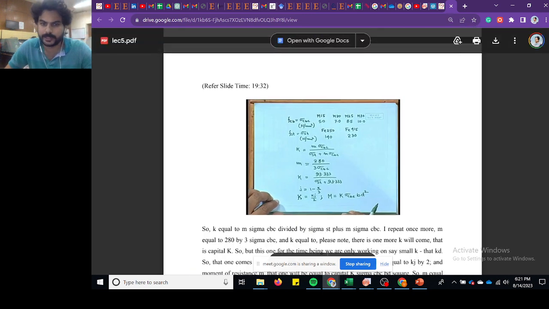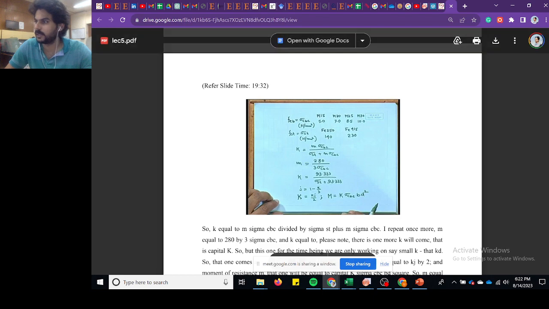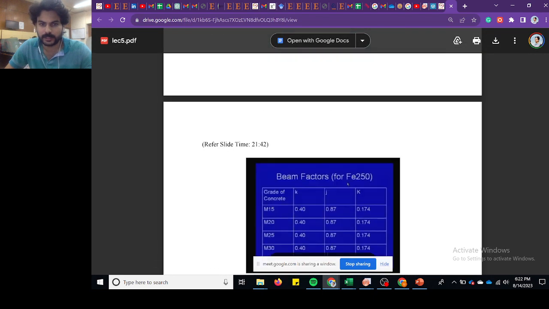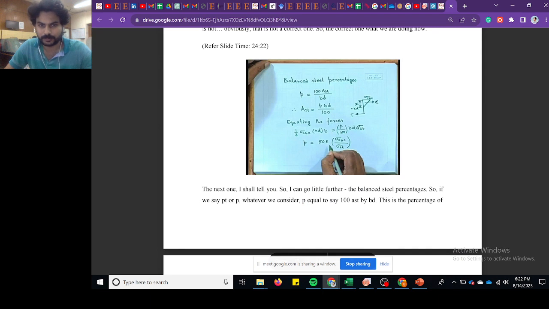Here you can see, for the M section we have developed the formula K sigma cbc b d square. This K into sigma cbc also can be written as R, so M becomes R b d square. This formula you have to somehow remember, so it will help you to solve the problems.